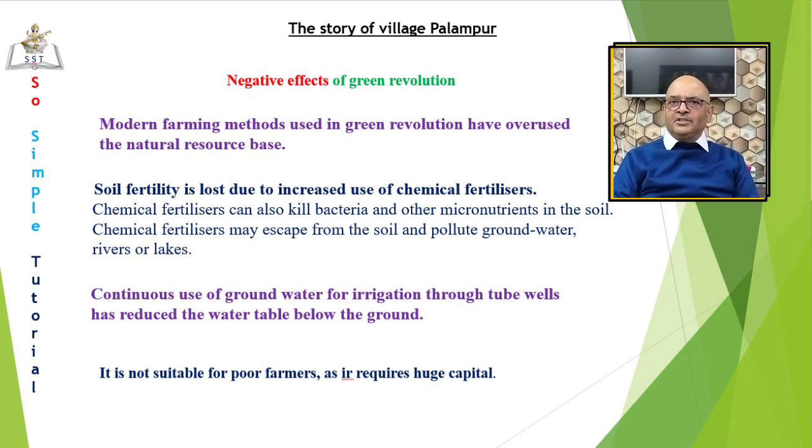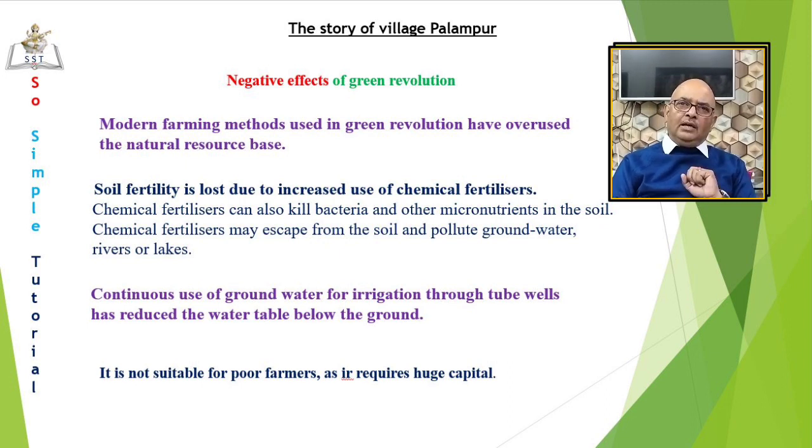Chemical fertilizers present in the soil after what is absorbed by the plants may seep down the soil and pollute groundwater, rivers or lakes. Due to continuous drawing of water from tube wells for irrigation, the water table has gone down. If you see from the poor farmer's side, green revolution is not suitable to them as it requires a huge amount of capital. Environmental resources, dear students, like soil fertility and groundwater, are built up over many years.